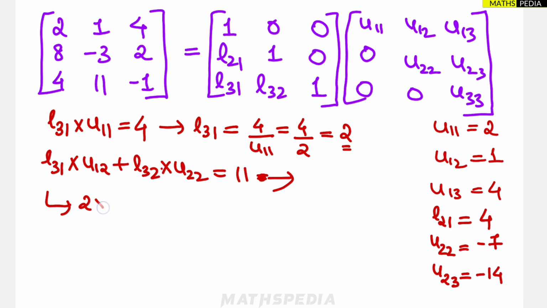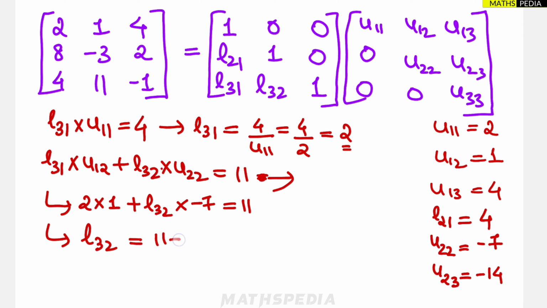L31 value we know, which is 2. U12 is 1 plus L32 value we don't know. U22 value is minus 7 is equal to 11. So that implies what? Shift everything that side. So L32 is equal to 11 minus 2 divided by minus 7, which is 9 by minus 7, or you can write it as minus 9 by 7. So L32 value also we got.